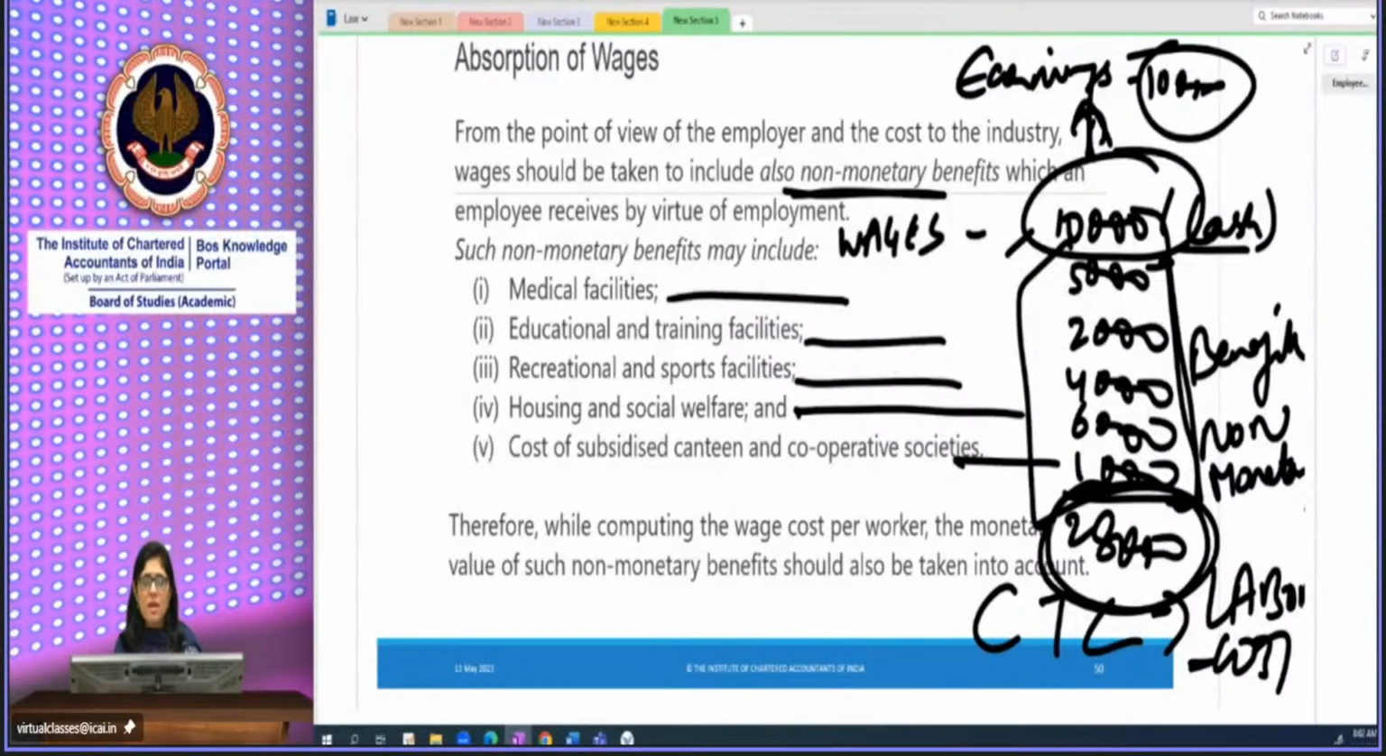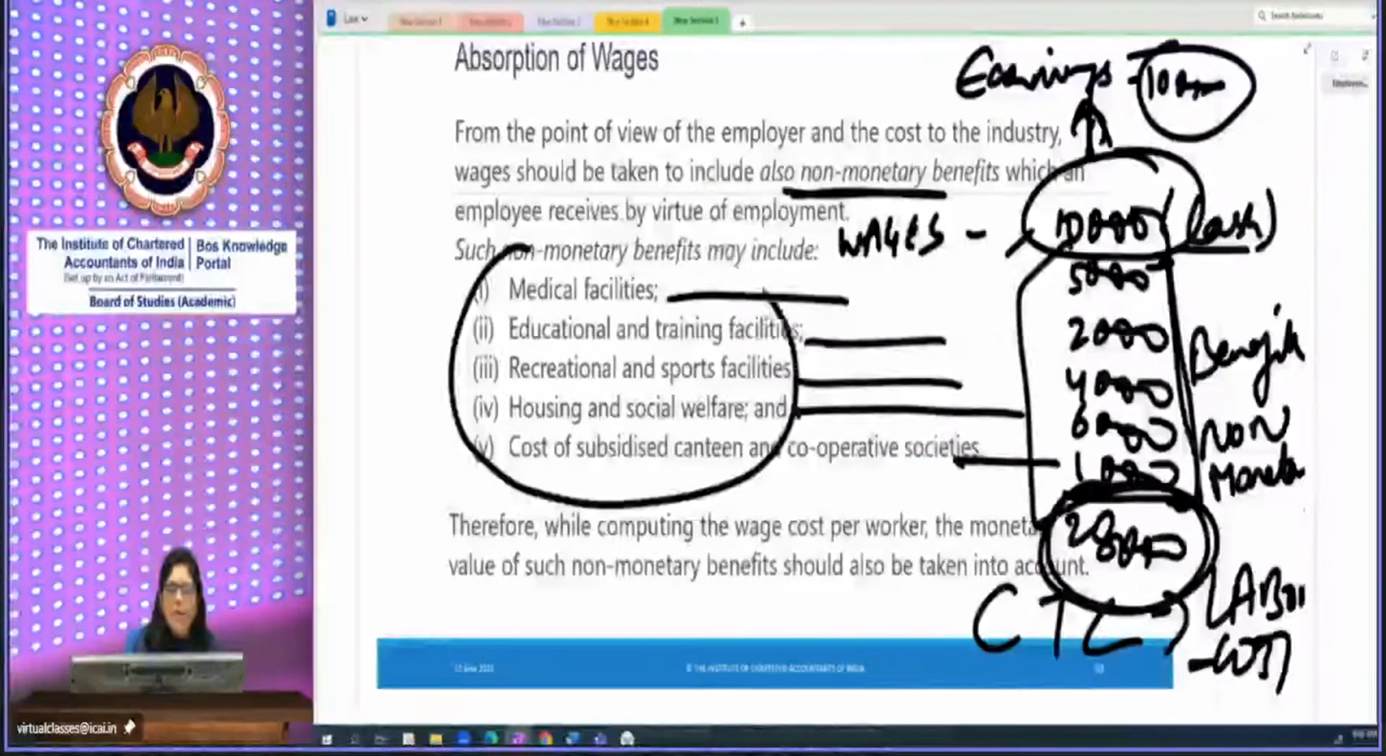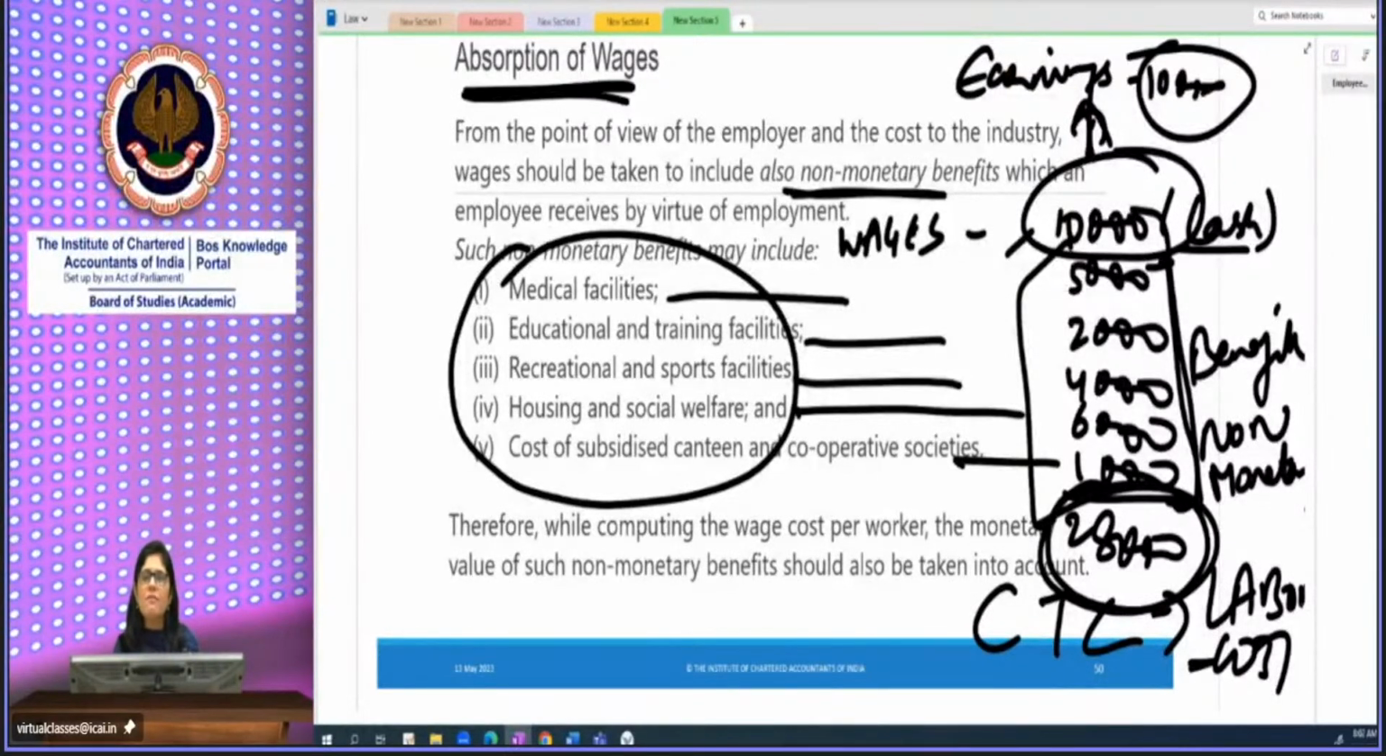I am repeating. Every cost to the employer has to be absorbed in the wage rate. Every cost which the employer is incurring for the employee has to be absorbed in the wage rate. So the wage rate will not be calculated by 10,000. Wage rate per hour has to be calculated taking care of 28,000. Clear? That means the entire cost is to be absorbed in the employee cost. Because 10,000 is not employee cost, 28,000 is employee cost.